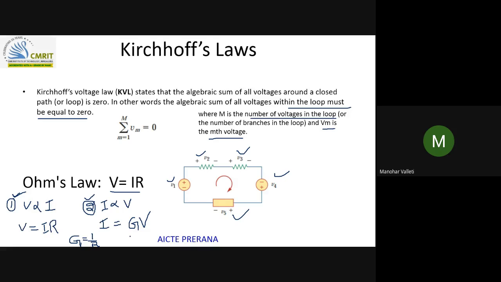Okay. So these are the two forms. Still, there are so many forms of Ohm's law. Almost 8 different forms of Ohm's law are there, and those need to be discussed in electromagnetic theory. But anyhow, for our network analysis, V equal to IR is more than sufficient.